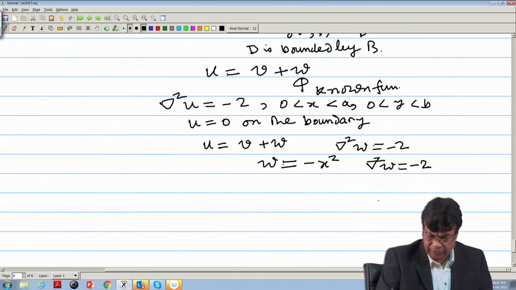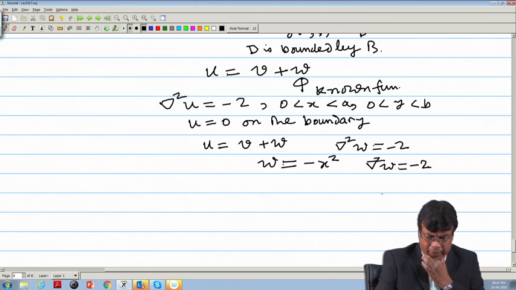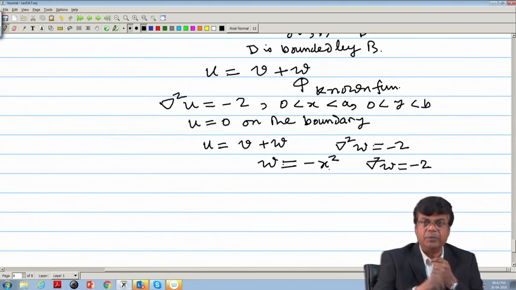But what is not happening is the boundary condition. At x equal to a, this becomes minus a squared. So, that means it was homogeneous, and now for v, this becomes non-homogeneous. So, this way it does not work. It won't be a good choice if I simply take w equal to minus x squared.